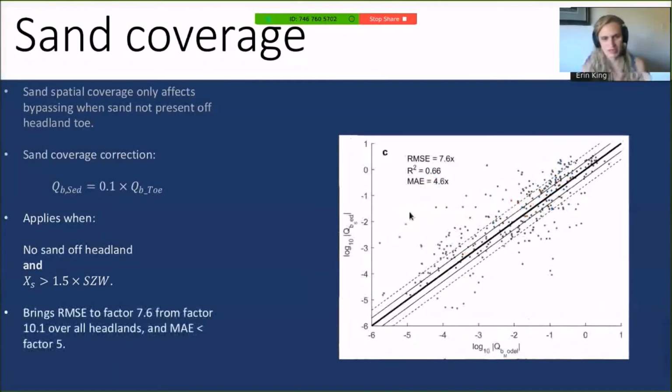And once that's applied, it brings the RMSE, root mean square error, down from a factor of 10 to a factor of 7.6, and brings the mean absolute error to within a factor of 5. So again, we're able to get the order of magnitude of bypassing fairly well.